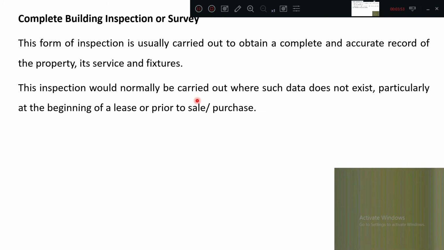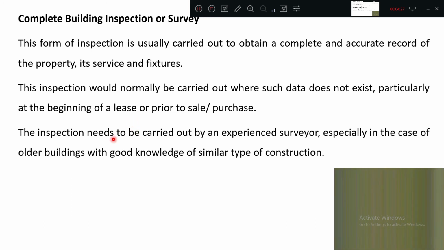This inspection would normally be carried out where such data does not exist, particularly at the beginning of a lease or prior to a sale. Means when one person is selling his property or some big equipment to another person, before taking handover, the other person has to go for this complete building inspection. So he will know what is required. Complete inspection is generally done before lease, sale or purchase.